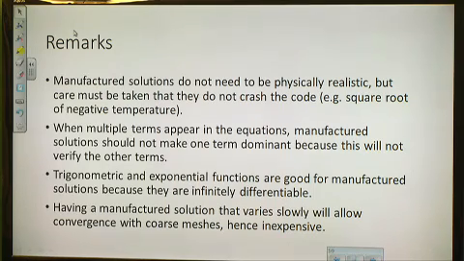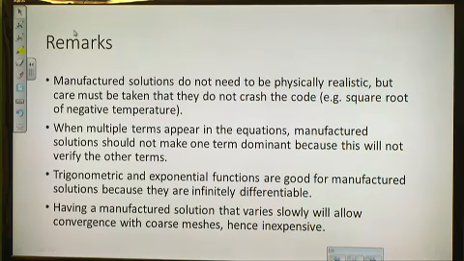those of you who do fluid mechanics know that there are terms that come from turbulence, terms that come from inertia. And so you should be careful not to have manufactured solutions where some of the terms are too small.